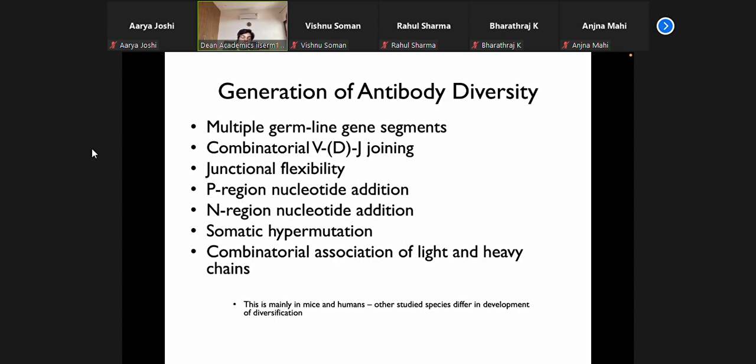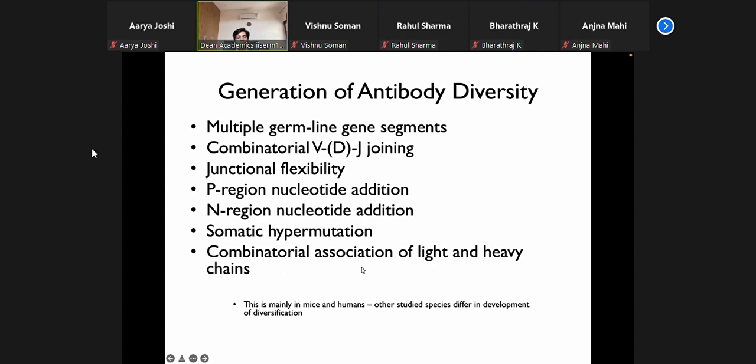And then you have P-region nucleotide addition and N-region nucleotide addition. Once these cells have undergone these processes, they can undergo a process that we call somatic hypermutation. But somatic hypermutation occurs only in the variable region, and only in B cells. It doesn't occur in T cells. Okay. This will not change the specificity, but it will make it more or less affine. Okay, that's what somatic hypermutation means.